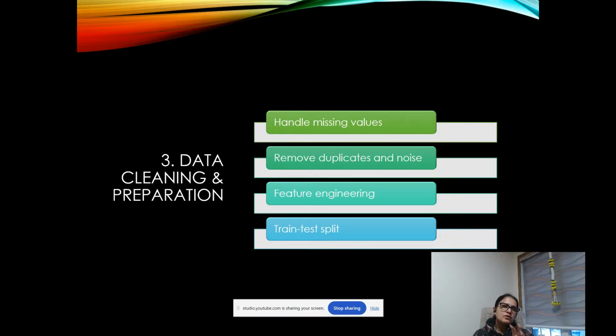But right now we are not going into the coding part, because we will jump into it when we have the session on coding. Remove duplicates and noise, feature engineering, train-test split. I will explain each and every step in detail, definitely. But try to understand what type of steps you need to take under this third step in the machine learning life cycle. So what was the first step? Problem identification. Second step, data collection. Third step, cleaning and preparation.